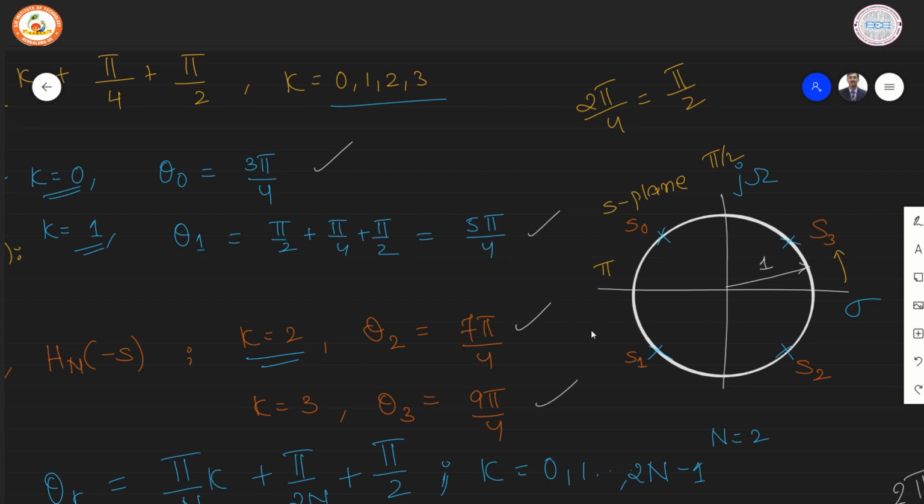We always favor the left half poles because the left half region is a stable one, whereas the right half is said to be unstable. So we favor LHPs over RHPs.